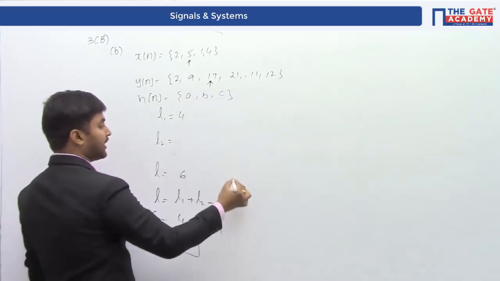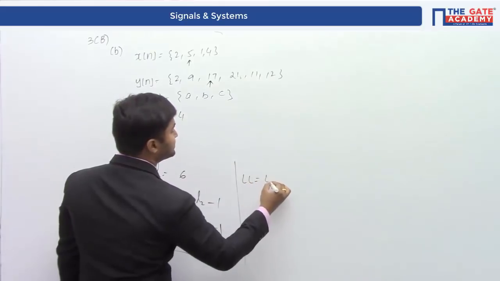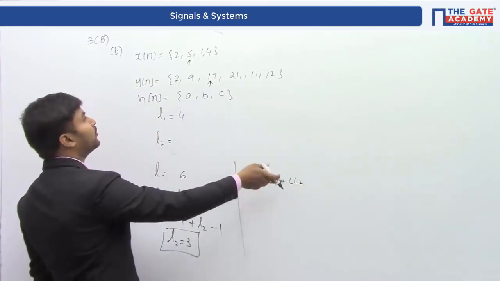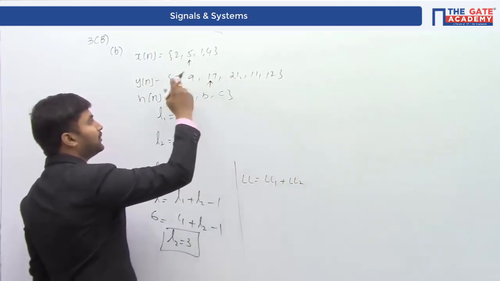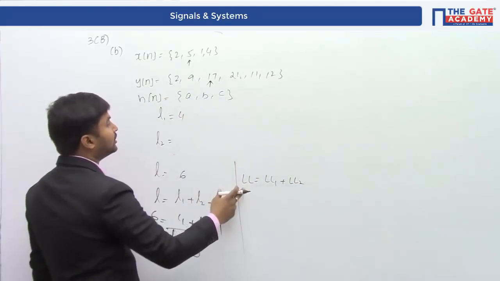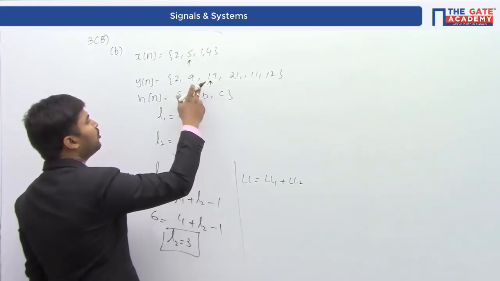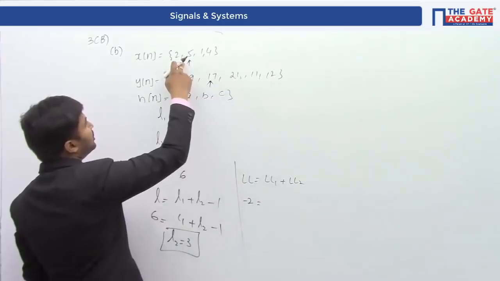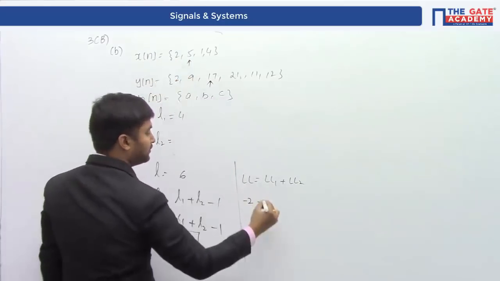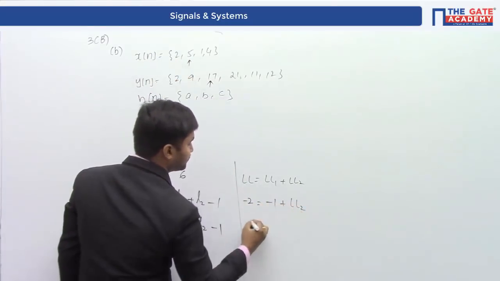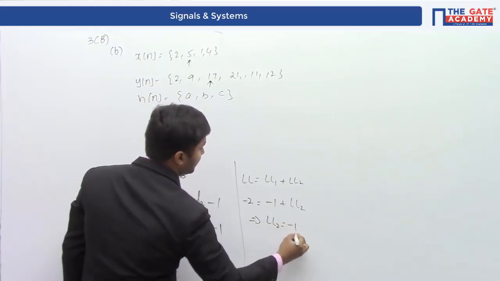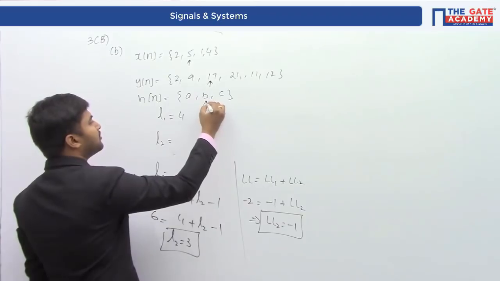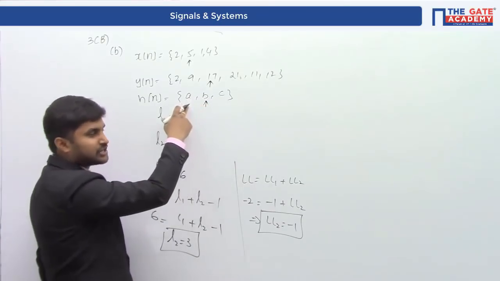What we know is that the lower limit of the output is going to be the sum of the lower limits of the input and the impulse response. LL1 is the lower limit of the input, LL2 is the lower limit of the impulse response. We know the lower limit of the output: 0, minus 1, minus 2. The lower limit is starting at minus 2. We know the lower limit of x of n is minus 1, which implies that the value of LL2 is going to be minus 1. So the arrow comes here because the lower limit of h of n is also minus 1.